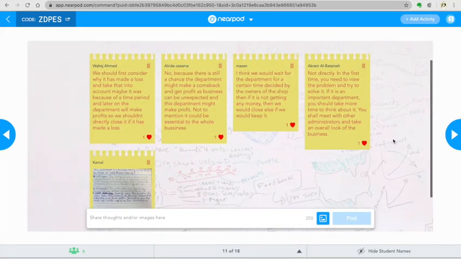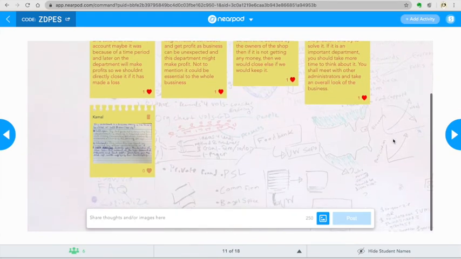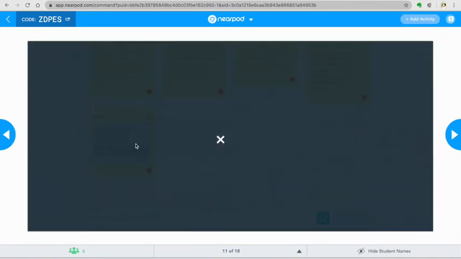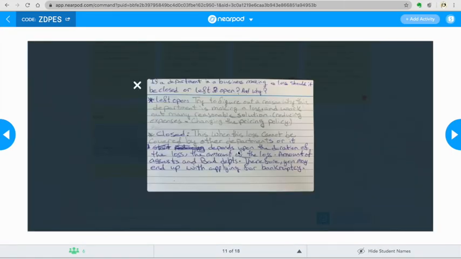Meet with other administrators and take an overall look at the business. If a department in a business is making a loss, then we try to figure out the reason why this department is making a loss and work out many reasons. This loss cannot be covered by other departments, or it depends on the duration of the loss, the amount of loss.